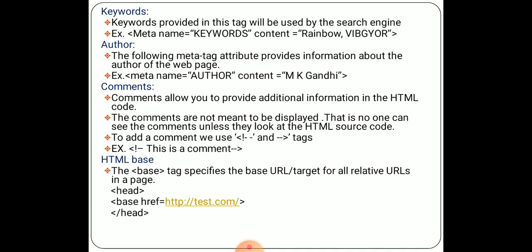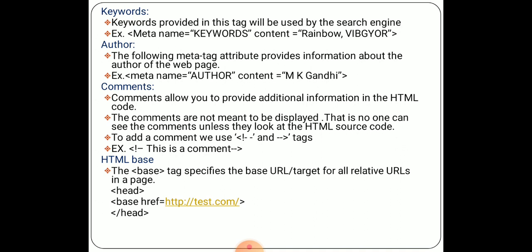If we add a comment, we use the code: in angular brackets you write an exclamation mark, dash dash, then the text, then dash dash and the closing angular bracket. An example here: this is a comment. So in this comment tag I write "this is a comment", and it is not displayed in my output.